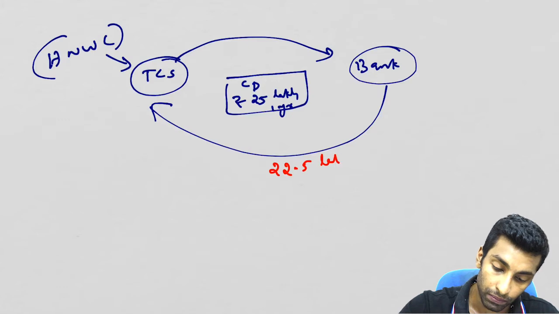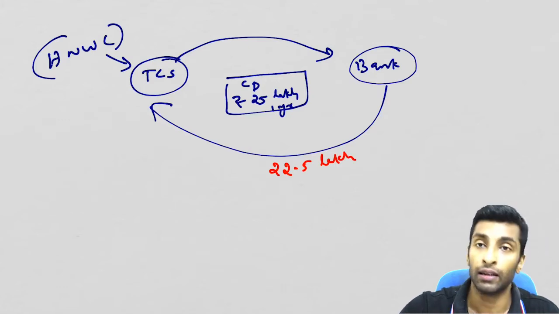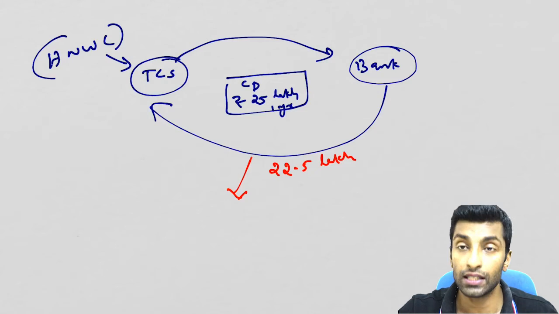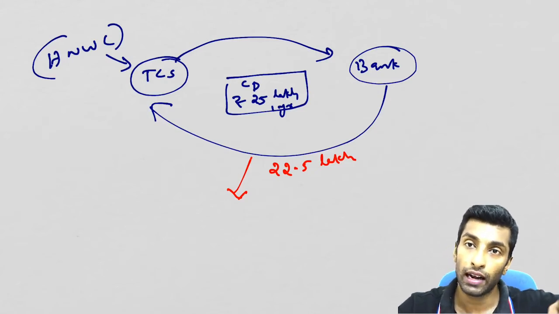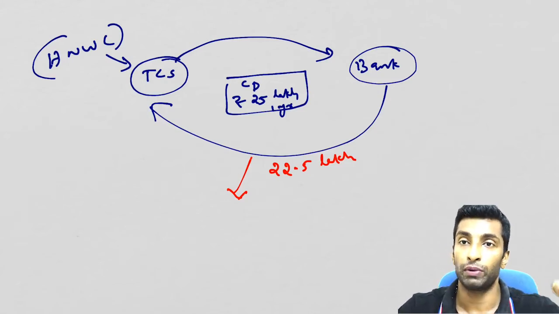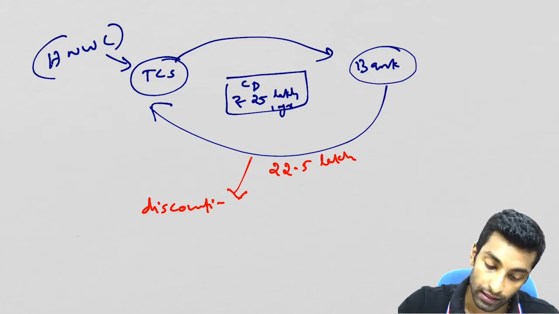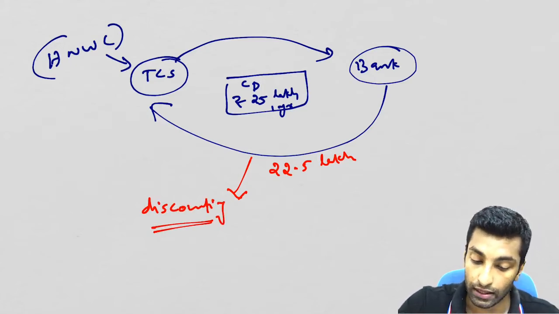Let's say banks give around 22.5 lakh to the company. So this is what is done. Banks purchase this 25 lakh bond for 22.5 lakh, that means at a discounted price. So this is what you call discounting.